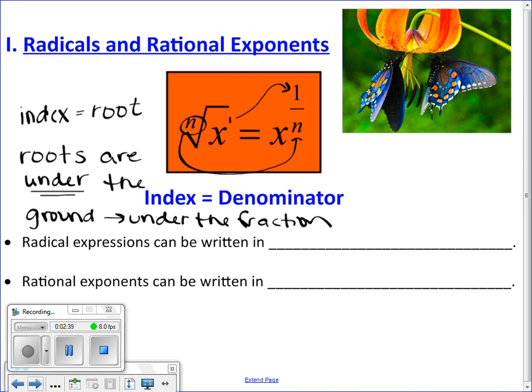That always helps me because every time I look at fractions like 2/3 and 4/5, you're like, which one's the root? Which one's the exponent? It's hard to remember which one. I think of the roots as underground, so the roots are under the fraction bar. It helps me remember that.